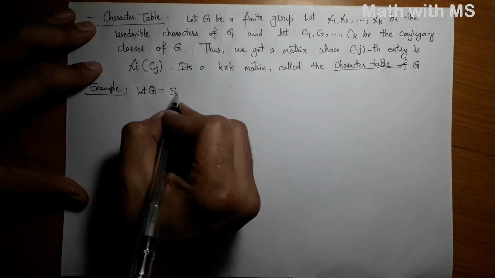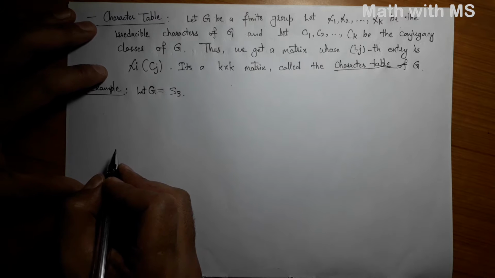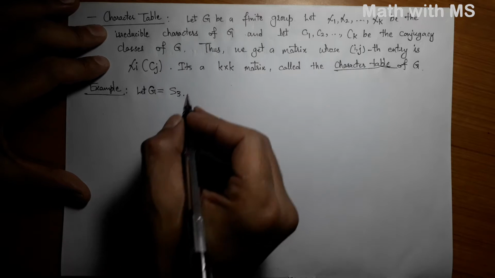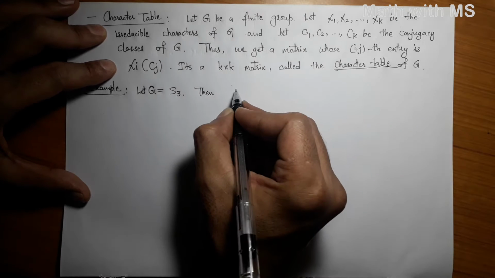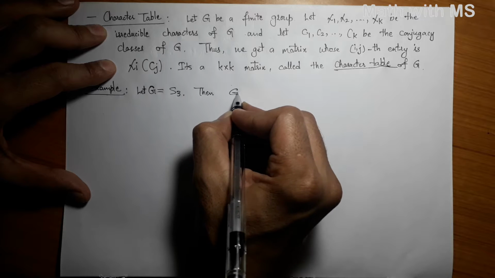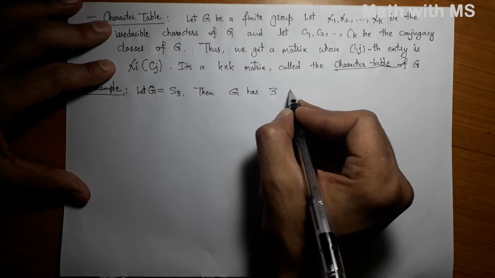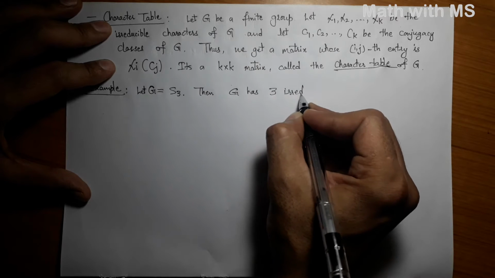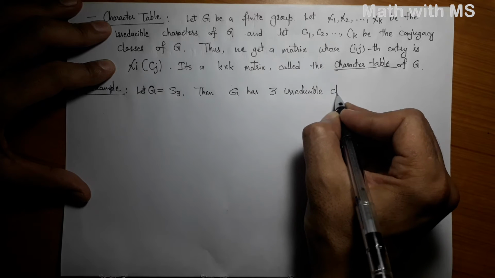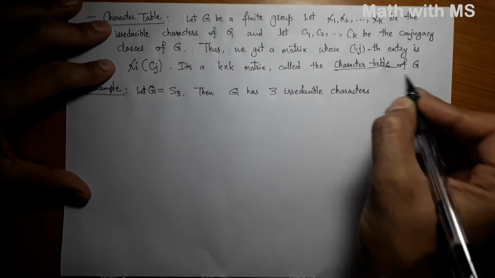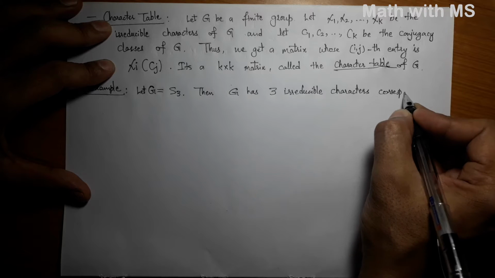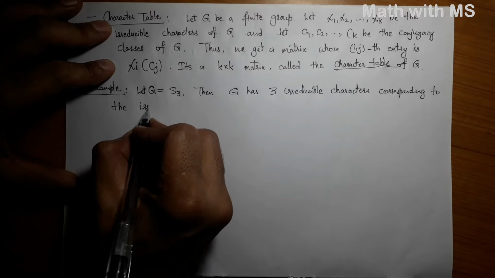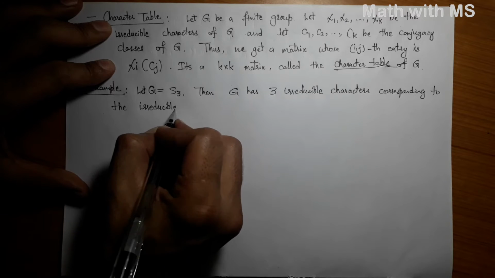Let G be the symmetric group on 3 symbols. Then we computed all irreducible representations of the symmetric group in one of the lectures. G has 3 irreducible characters, corresponding to the inequivalent irreducible representations.